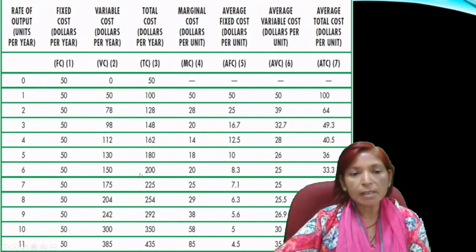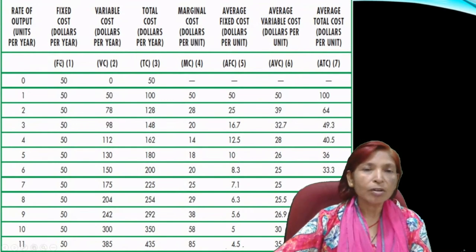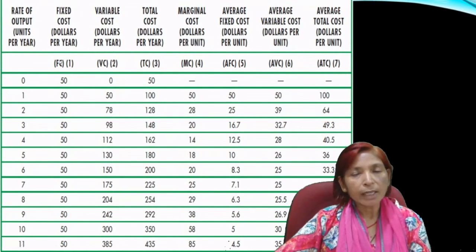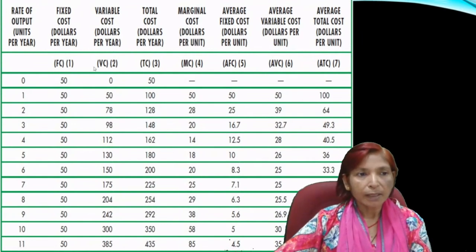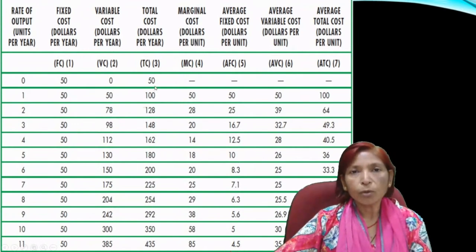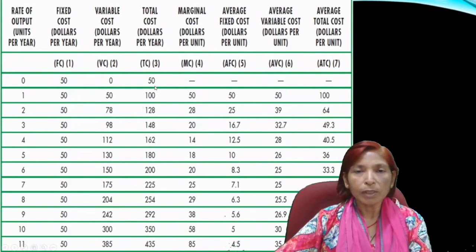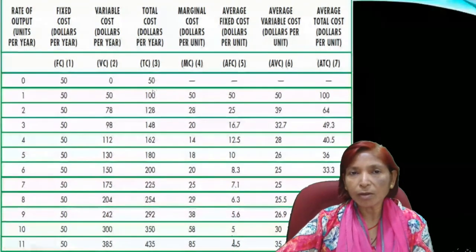If total cost is given, then the first unit of the total cost is called fixed cost. So 50 is called fixed cost, and fixed cost will remain always constant or fixed at each and every level of output. That's why fixed cost is only 50, 50, 50, the same. And total cost, you know, is the sum total of total fixed cost and total variable cost.